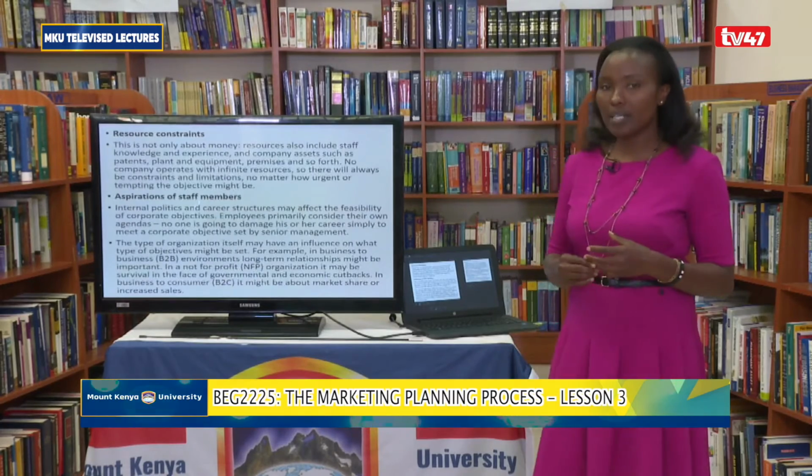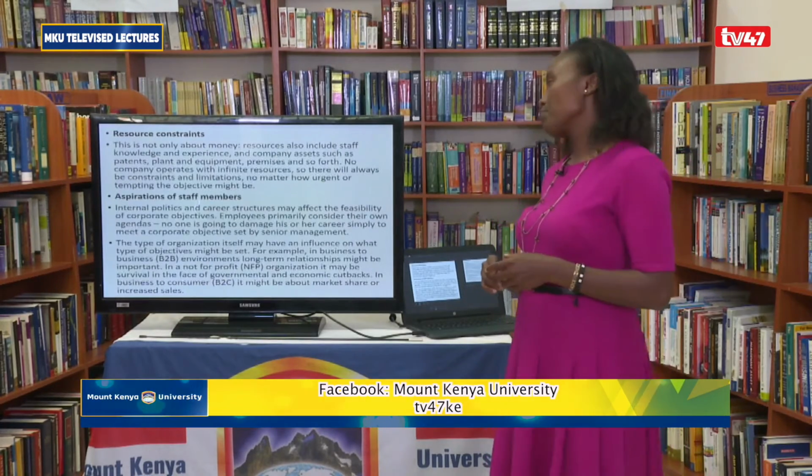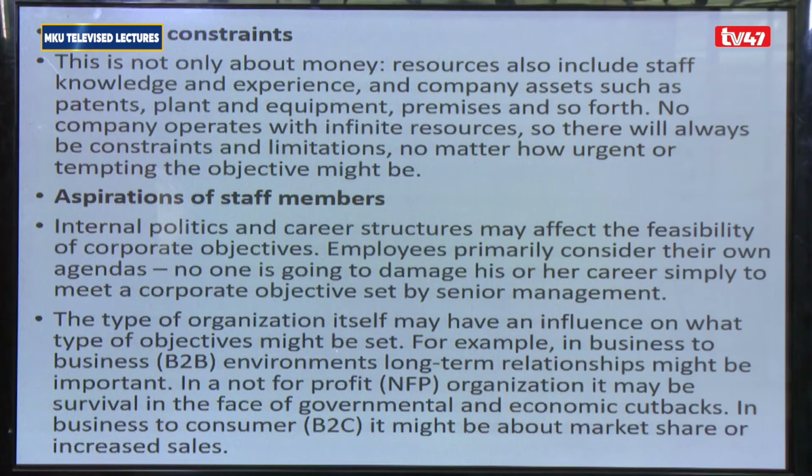The second internal influence is resource constraints. And when we talk about resources, it's not just about money, it's about time. It's about knowledge, it's about experience, it's about expertise, all that. Plant and equipment, those things affect the objectives that you set. They affect internally what you can achieve as an organization.